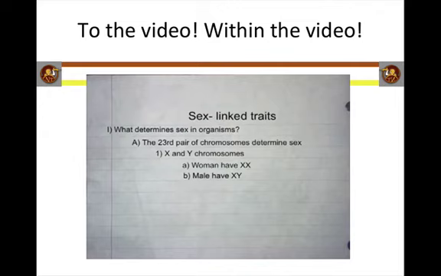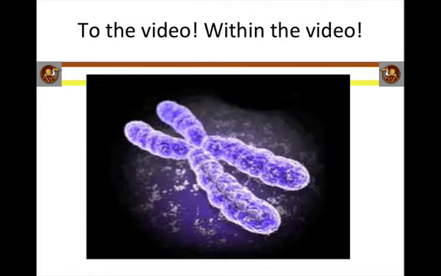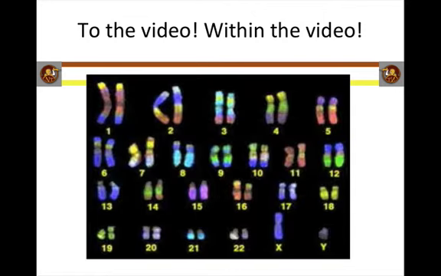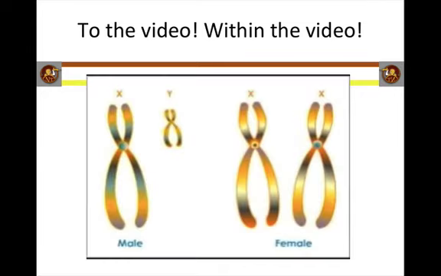Sex-linked traits. What determines sex in organisms? The 23rd pair of chromosomes determines sex, the X and Y chromosomes. Women have an XX, men have an XY. Since every trait is determined by your chromosomes, sex should be as well. In our sex chromosomes, the last ones are the X and Y. Males will have an X and Y chromosome, giving them the male sex organs. Females will have an X and X chromosome, giving them the female sex organs.